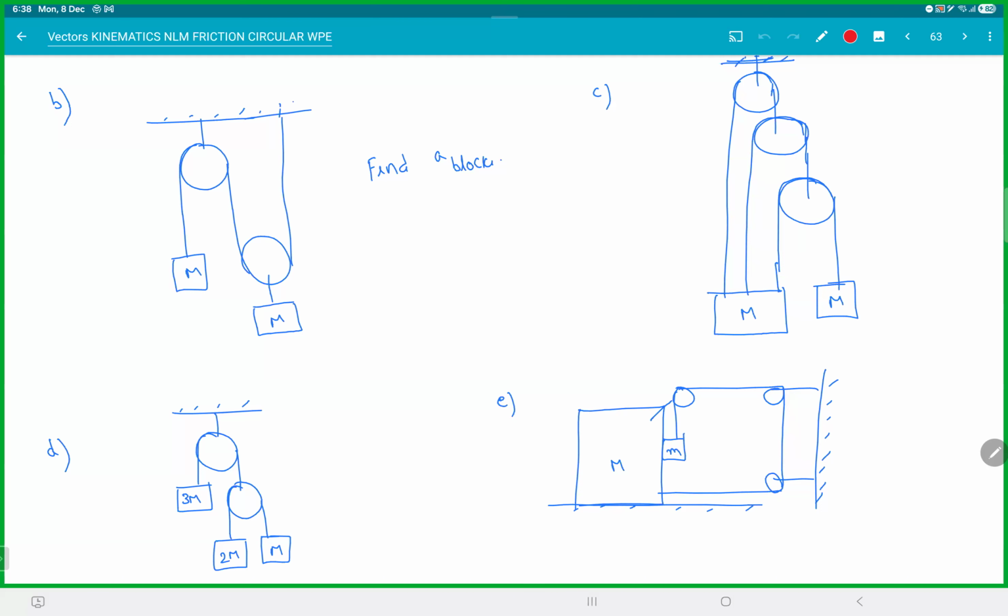Let's get this. You can handle these 4. I think all these NLM pulley problems and string problems you can handle. Get them all. I'll give you 5 minutes.